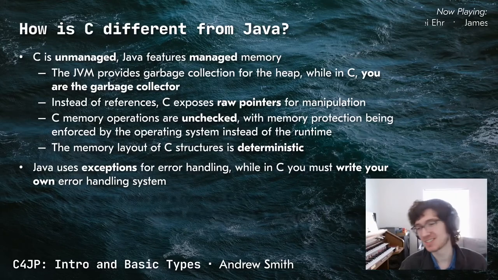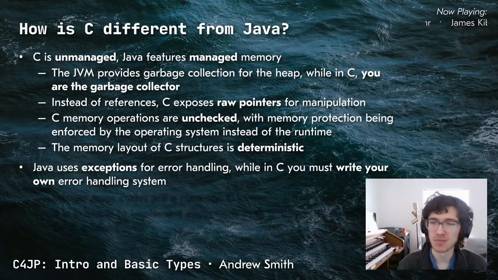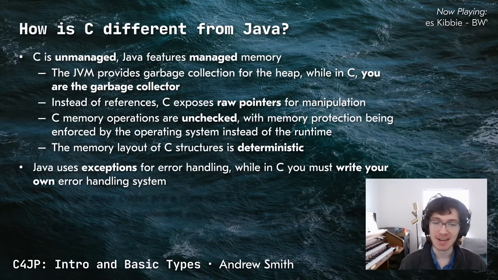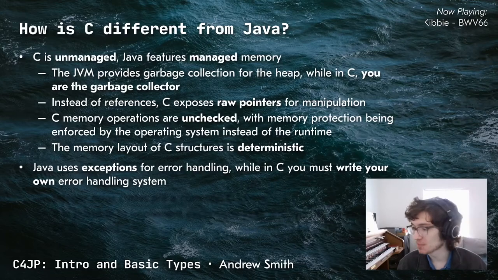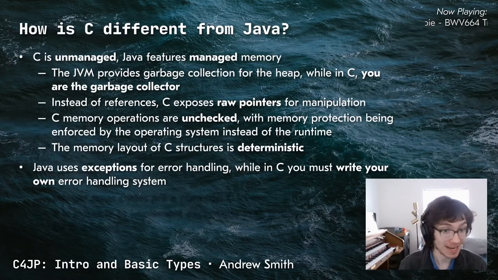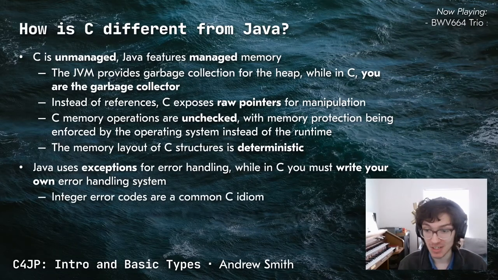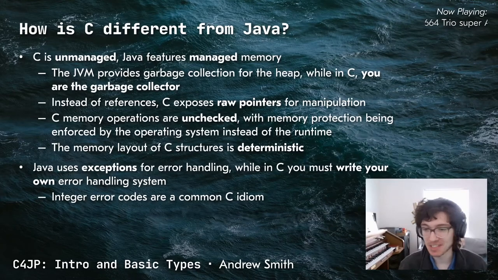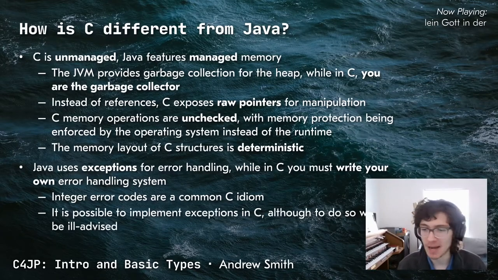Another big difference, and this does pretty much follow from the whole unchecked memory operations thing, but it's more of a general rule. Java has exceptions for error handling, and in C, you are also responsible for rolling your own error handling system. So in C, oftentimes instead of exceptions, we'll see functions that return an integer error code that you have to then manually check after you call the function to make sure that nothing went wrong.